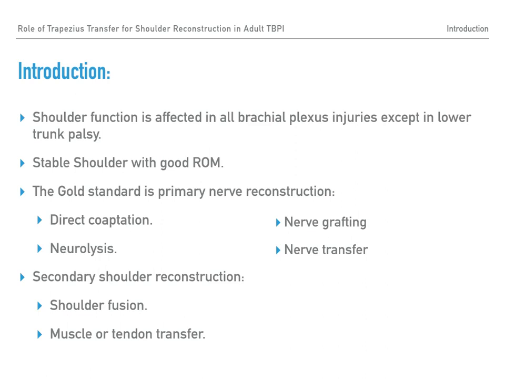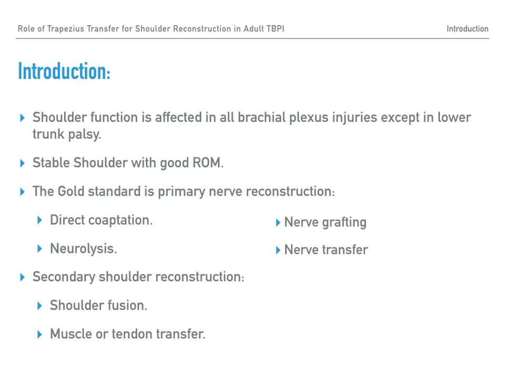Primary nerve reconstruction is considered the gold standard method. It includes direct coaptation, neurolysis, nerve graft, and nerve transfer. If surgery is early and successful, adequate reinnervation of deltoid, teres minor, supraspinatus, and infraspinatus muscles can be achieved.